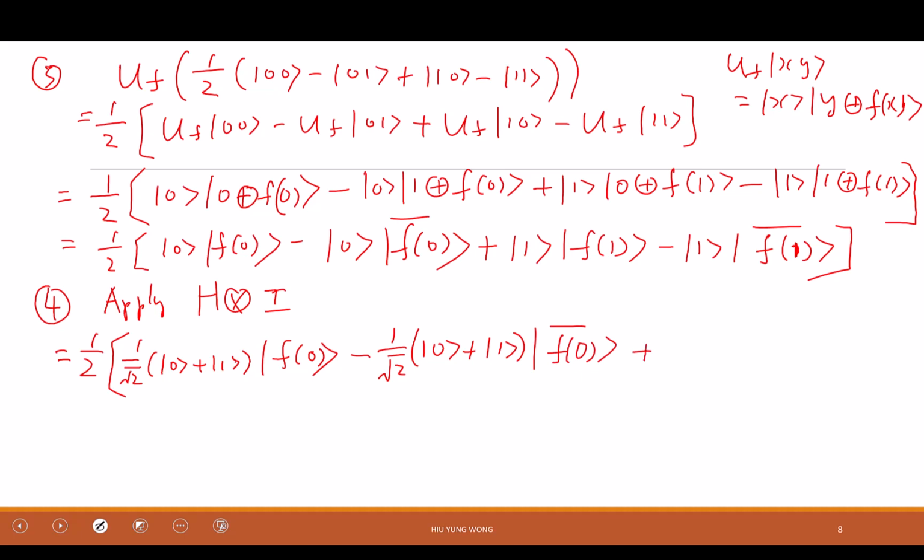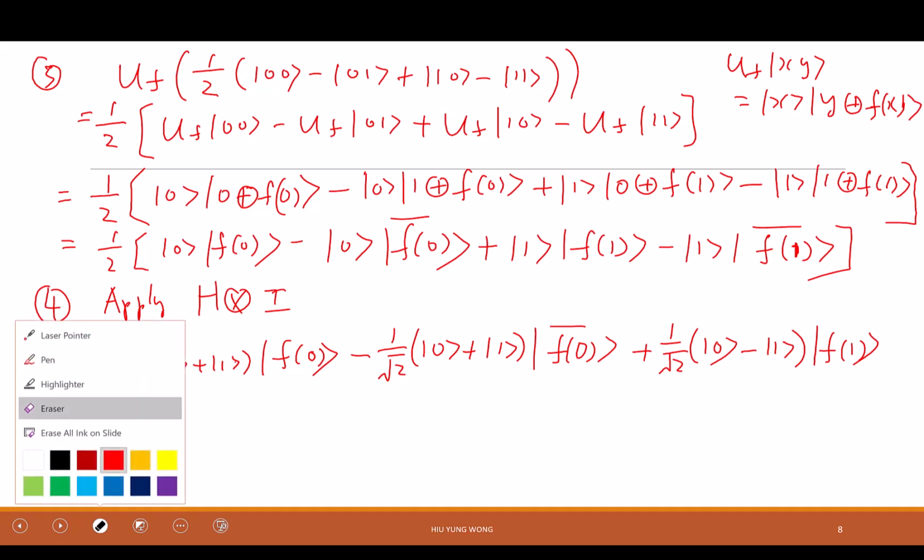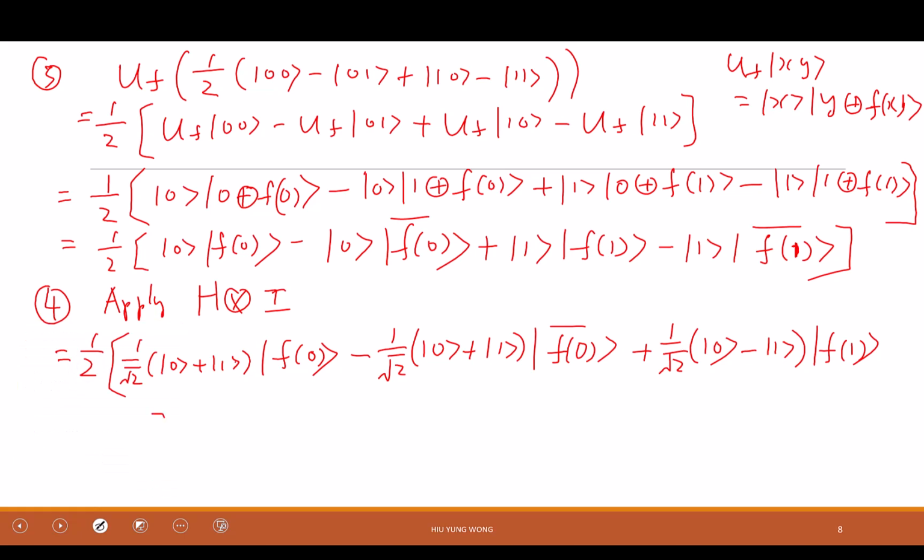Continue on the third one. What do I get? Hadamard applied to 1, right? So I get 0 minus 1. How about the fourth term? When I apply the Hadamard gate, I get what? One over square root 2, 0 minus 1, because it's 1. And then the last one, again, doesn't change, right?